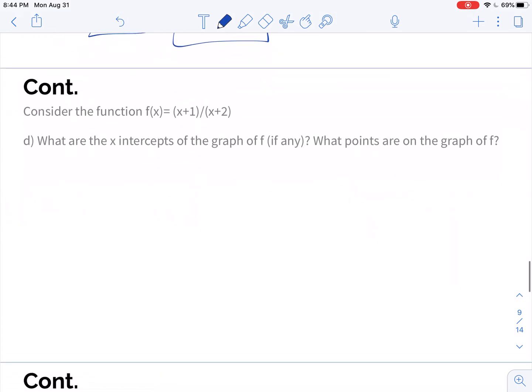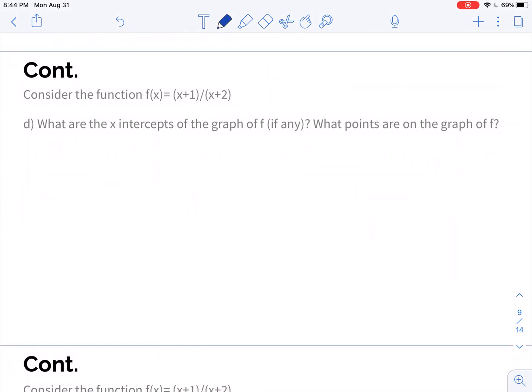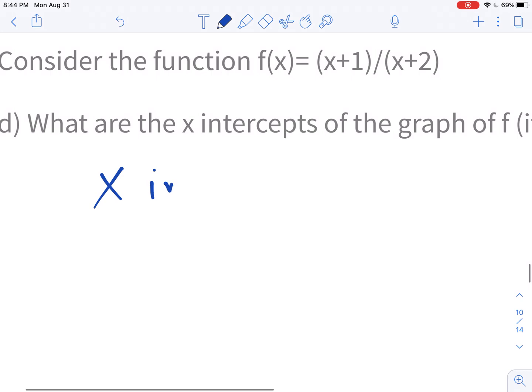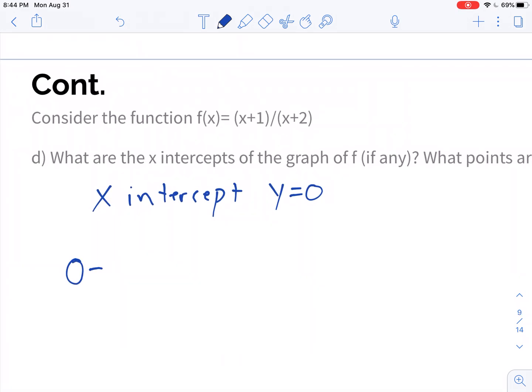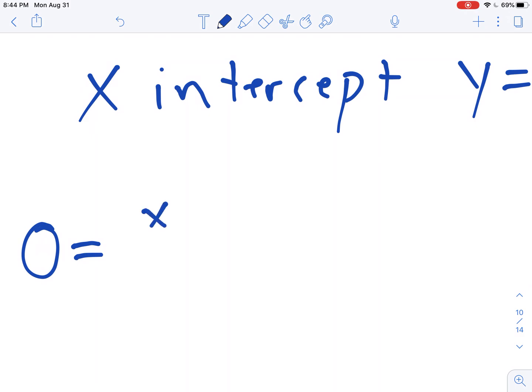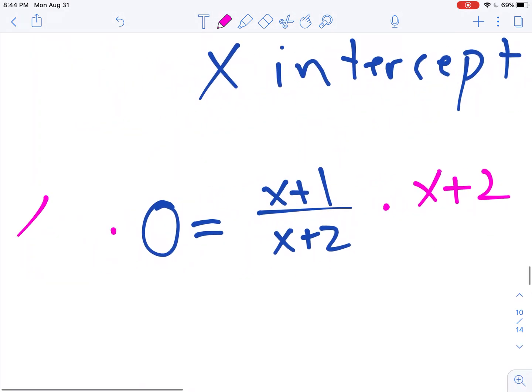All right, our next one. And again, the book is going to give you a lot of problems like these where you're going to get a function. It's going to be like A through F, asking kind of general questions, just getting you to practice these basic mathematical skills. What are the x-intercepts of the graph, if any? What are the points on the graph of f? So an x-intercept is when y is equal to 0. So again, I'll do similar to what I did in C. I will set 0 equal to my entire function here. I'll put (x plus 1) over (x plus 2). I'll multiply this entire function by x plus 2 on both sides to cancel it out.